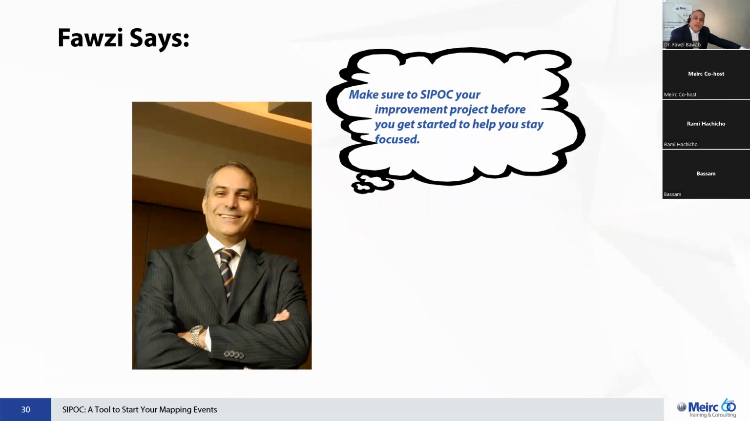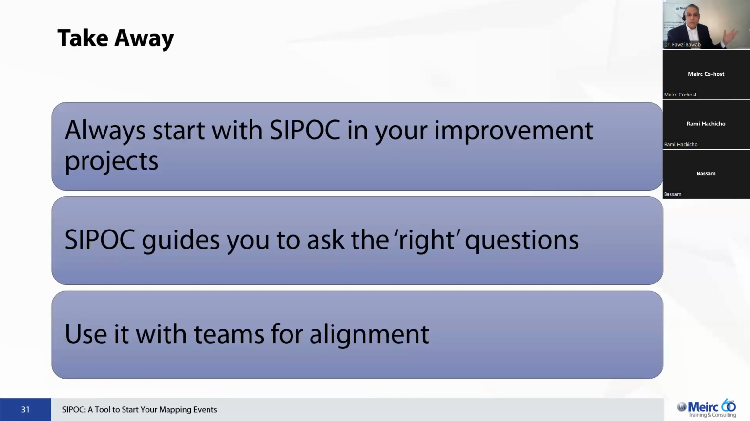Just something here, make sure to SIPOC your improvement project before you get started to help you stay focused. I've seen many maybe team projects, they get off tangent, they start working on something else because maybe they didn't have a defined scope. So having the SIPOC or enhanced SIPOC or the turtle within your discussion is really useful just to keep you focused and you wouldn't go off tangent in such projects. So always start with SIPOC in your improvement projects.